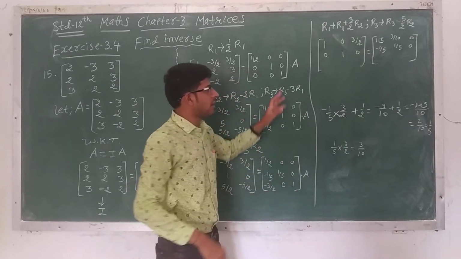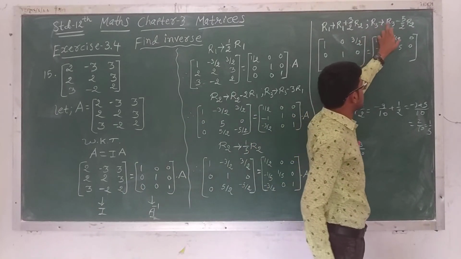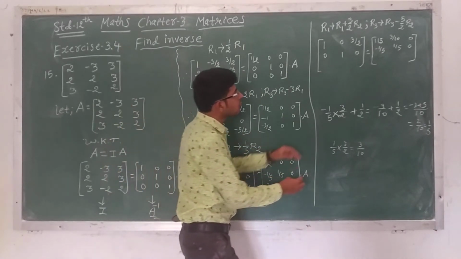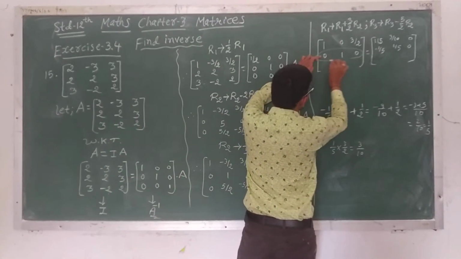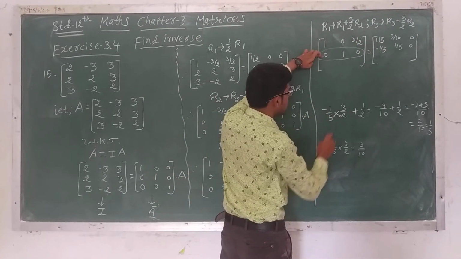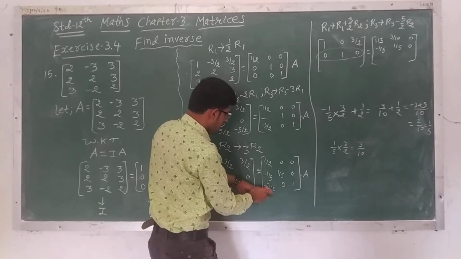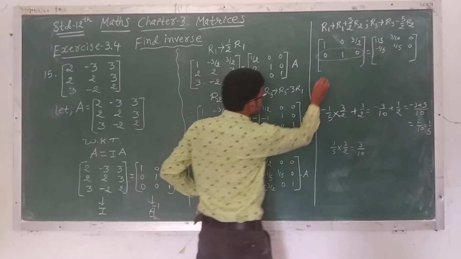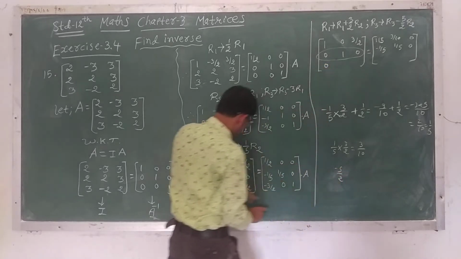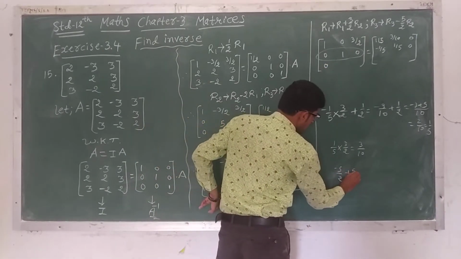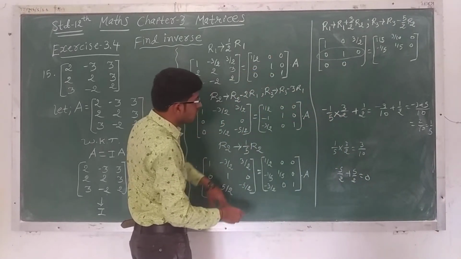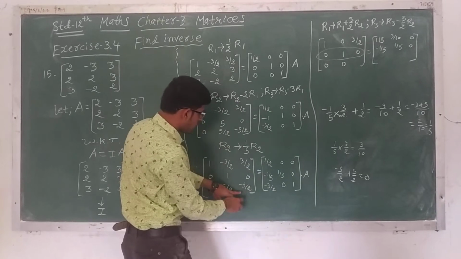Now we have to apply second operation, R3 to R3 minus 5 by 2 R2. So we have to multiply second row with minus 5 by 2 and adding third row. So here 0 into whatever number, answer will be 0 plus 0. So 0. Next minus 5 by 2 into 1, minus 5 by 2 plus 5 by 2. So is equal to 0. Next minus 5 by 2 into minus 5 by 2.